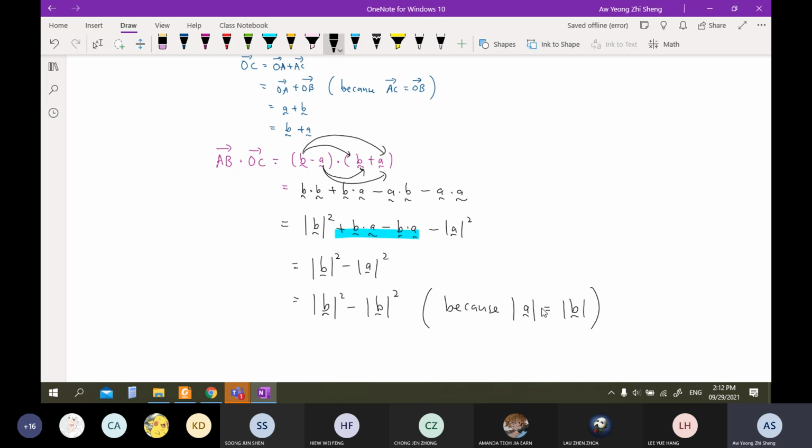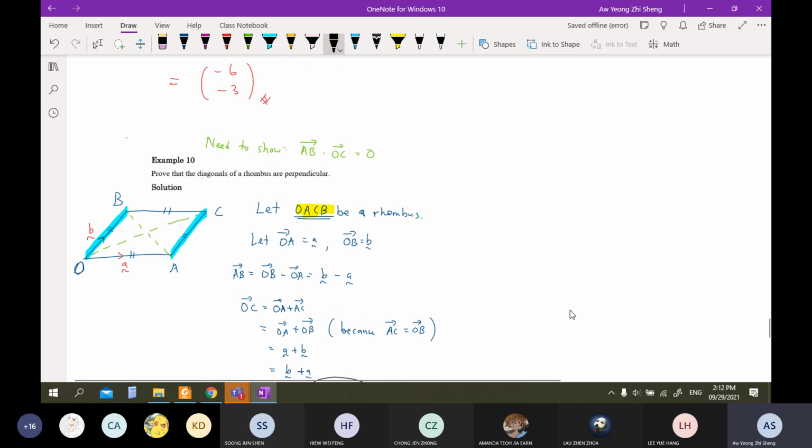So this will be a good enough justification. Length of vector A is the same as length of vector B because all sides of a rhombus have the same length. And vector A is actually a side of a rhombus. Vector B is also a side of the rhombus. So although the yellow and the blue are pointing in different directions, they have the same length nonetheless.